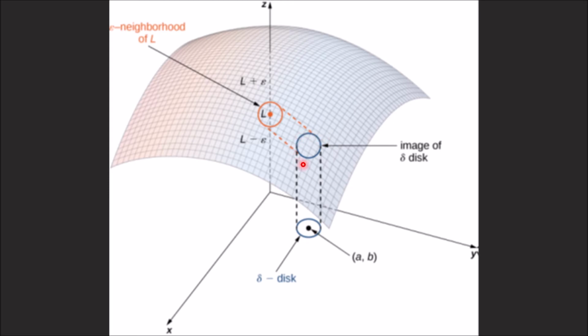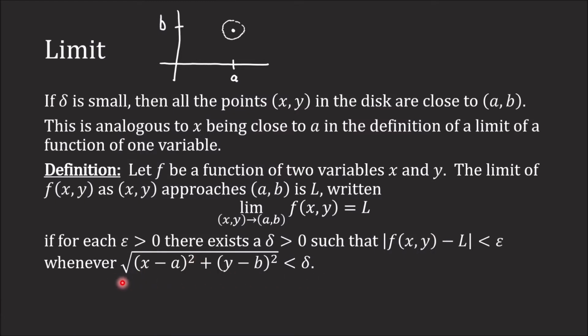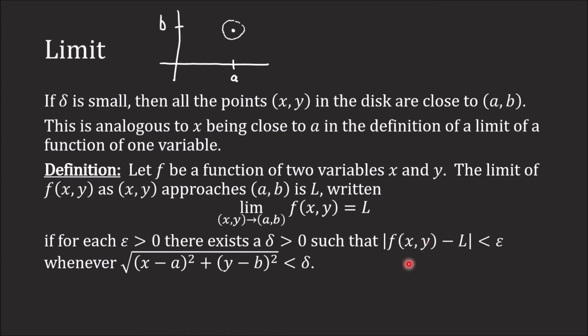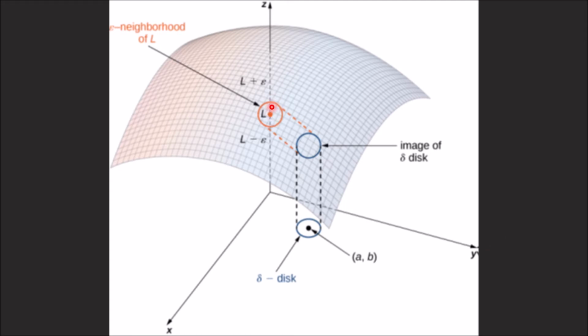This is the image of the disk on the surface, right? So what's basically happening is as this disk gets smaller and smaller, because that's what this condition is saying. So we can let our delta get smaller and smaller. Then this distance, the distance between f of xy and L, would be less than epsilon. So this distance is shrinking, right? So we have an epsilon neighborhood of L.